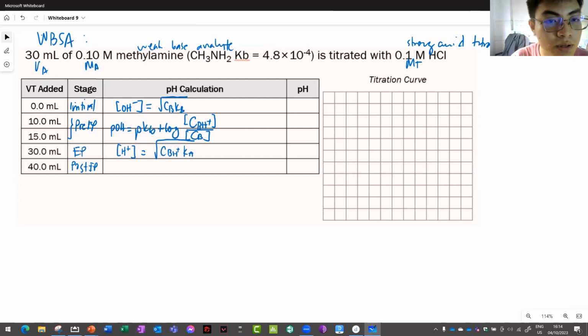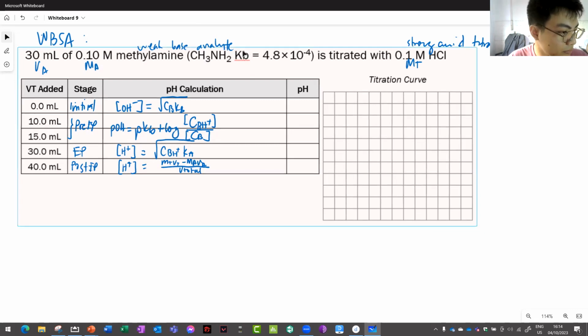And then at the post-equivalence point, the titrant is stronger than the conjugate acid. So the formula there is just the excess titrant: MTVT minus MAVA over V total. Notice that regardless of the type of titration, the post-equivalence point equation is always the same: MTVT minus MAVA over V total. So now, let's solve.